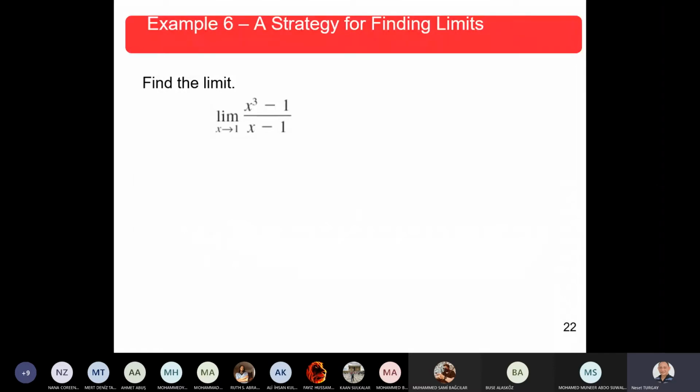My friend, I want to ask you something. What do you think will happen? What is the answer? 0. Are you sure? Undefined. We are coming from two sides. If you replace x with 1, what does the numerator give you? Okay, it is undefined because the denominator is 0. It is an indeterminate form.